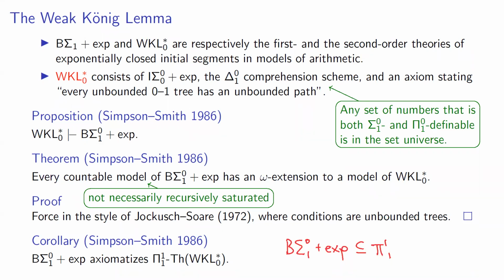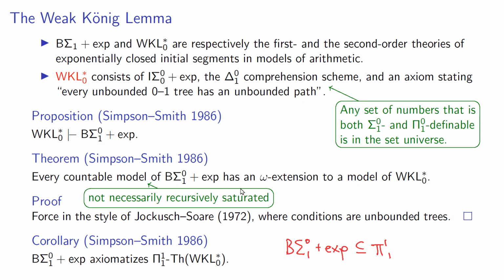So what am I going to talk about next? Let's look at the Simpson-Smith result. The Simpson-Smith result tells us that every countable model of B sigma 0,1 plus exp has an omega extension to a model of WKL0 star. It doesn't tell us as it is how many omega extensions it can give us.